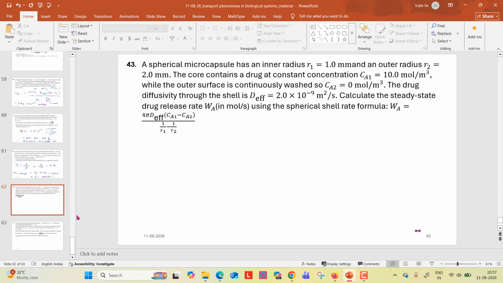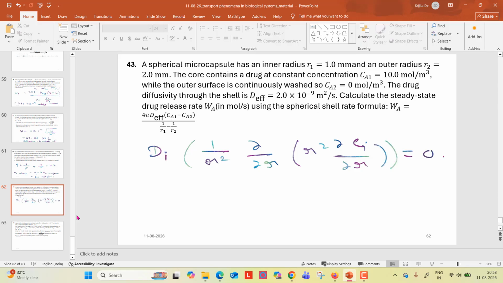So we know the spherical expression, right? The spherical expression comes from d by dr of 1 by r square, steady state, right? del by del r of r square del Ci by del r equals to 0. So if you integrate, it will come as r square dCi by dr equals a, or Ci will come as b minus a by r, right?